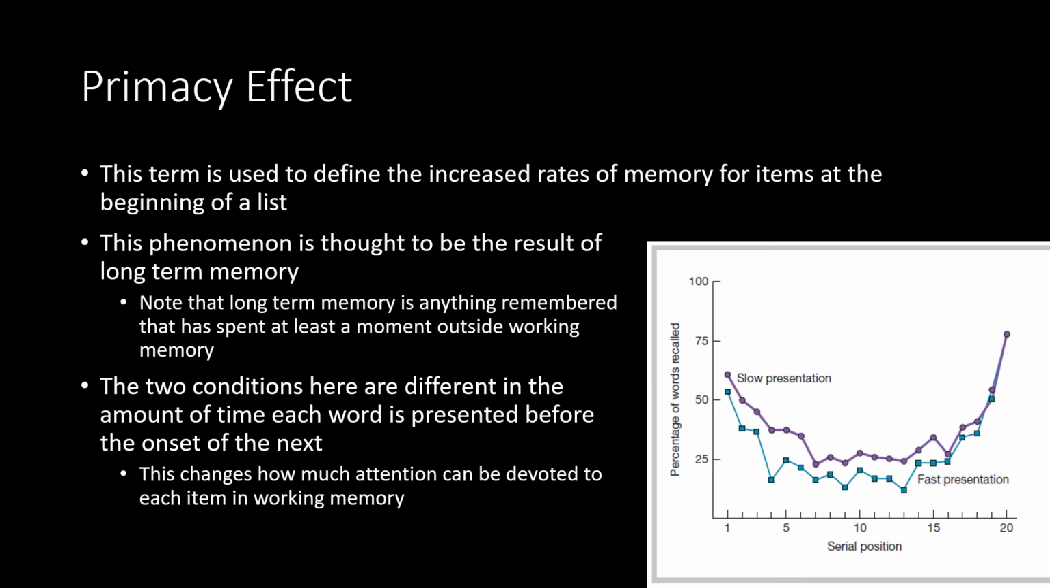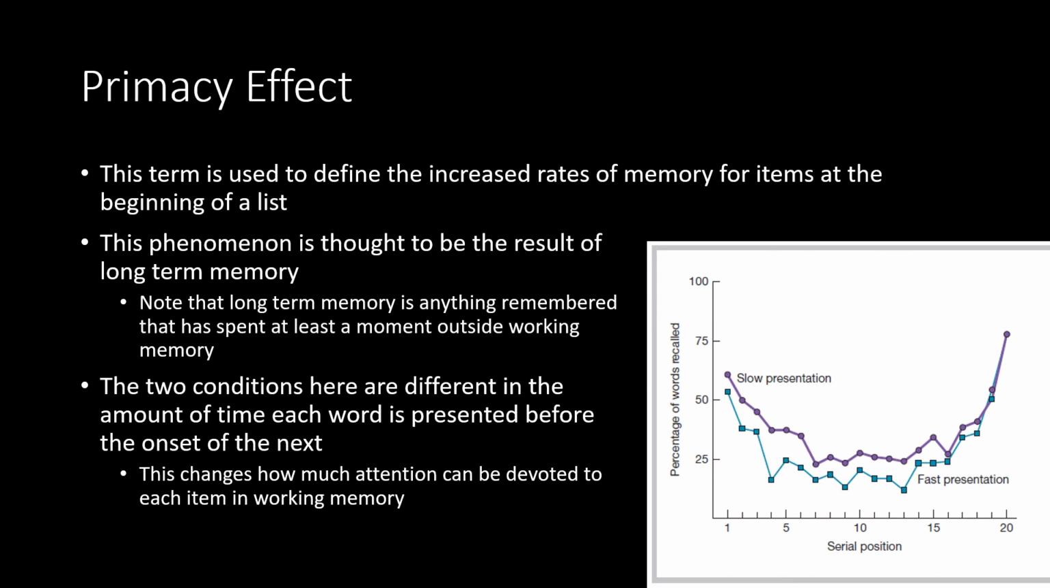Now, this lets us begin to take apart where the primacy effect comes from and how this is related strongly to long-term memory. Just a refresher, this term is used to define the increased rates of memory for items at the beginning of a list. And it is thought to be the primary result of our long-term memory systems and not our working memory system. Also, please remember that long-term memory is anything that is remembered that has spent at least a moment outside of your working memory. It can be things from 10 minutes ago. Technically, those things from 10 minutes ago that you haven't been thinking about continuously since then are now encoded in your long-term memory.